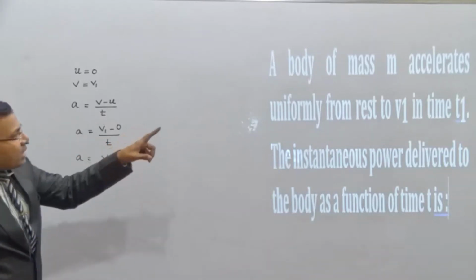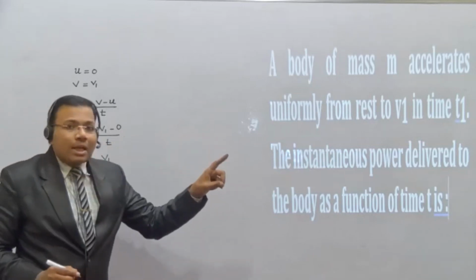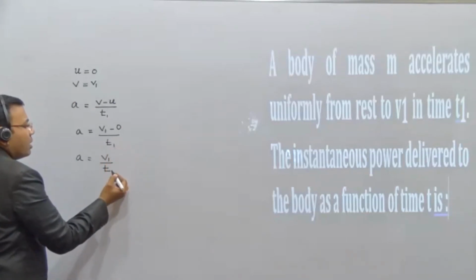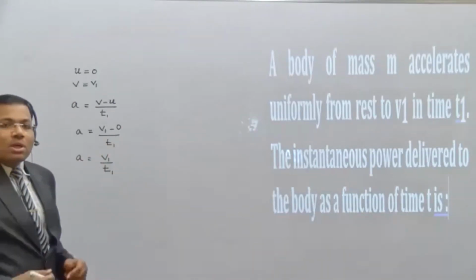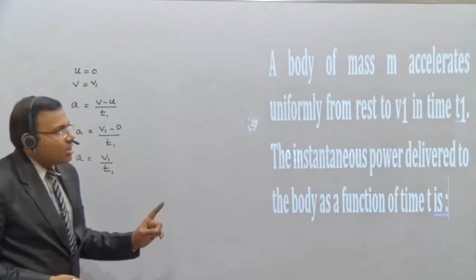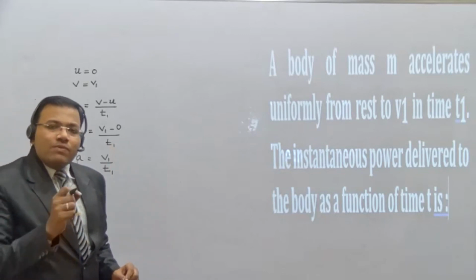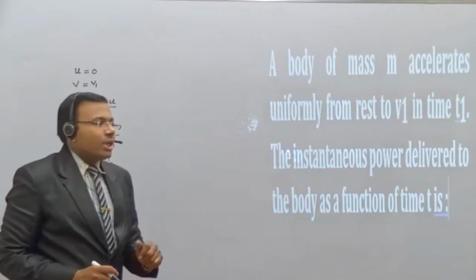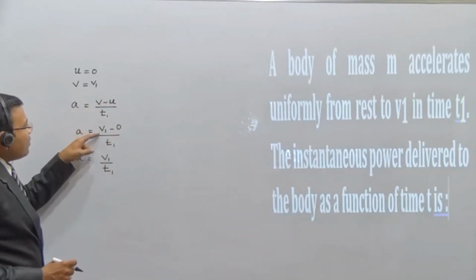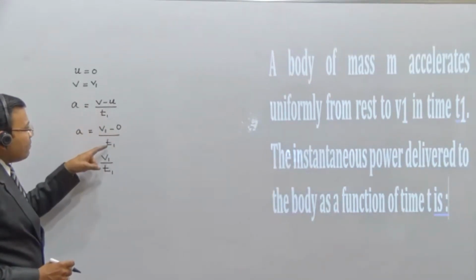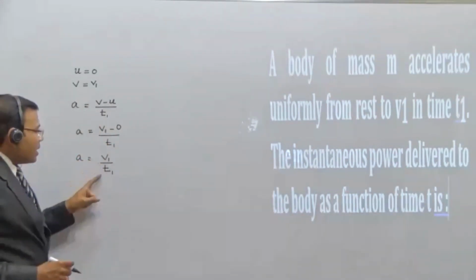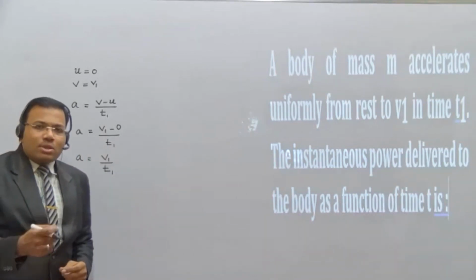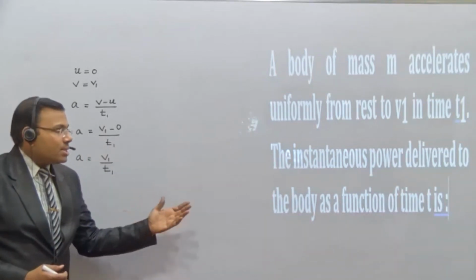Moreover, in the question they have given v1 in time t1, so let us modify this to t1. Why am I writing t1? The reason is they have mentioned clearly that the body changes its velocity from 0 to v1 in time t1. So I have written v as v1, u as 0, t as t1. So v1 by t1 is the acceleration of this body. But the question asked is not the acceleration. The question asked is the instantaneous power.